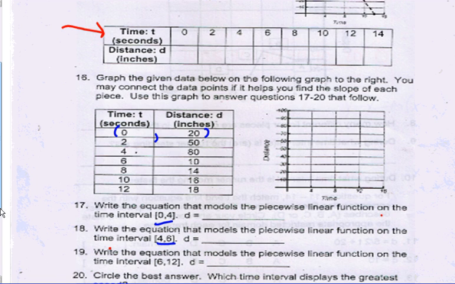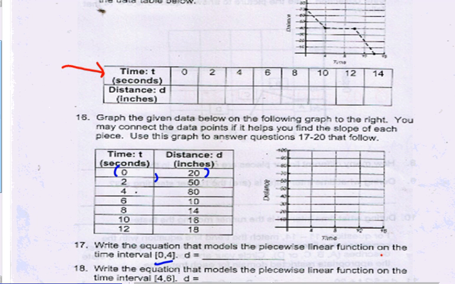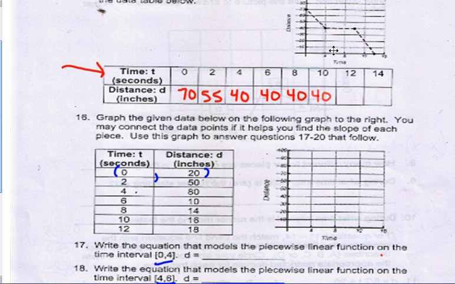Okay, so you should have filled in this table. Check your answers. You should have 70 for 0, 70, 2, 55, 4, 40, 6, 40, 8, 40. At 10, it's also 40. Is there 4 of them that's 40? Yeah. And then 12 is 20, and 14 is 0.